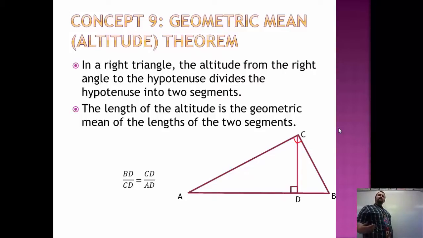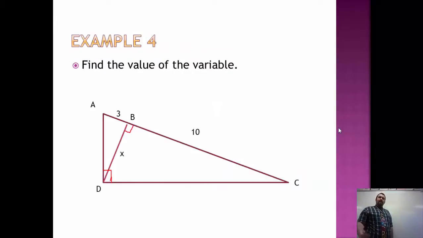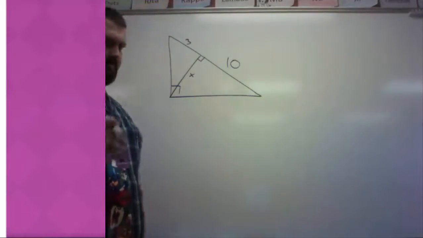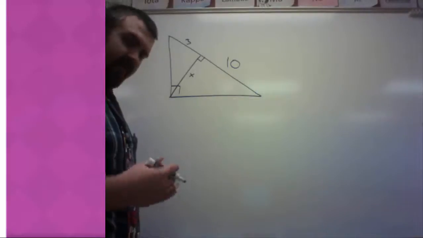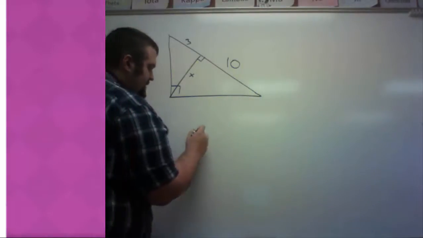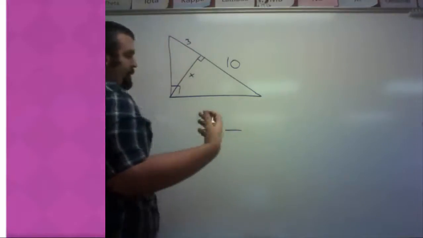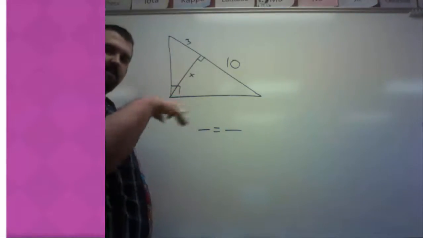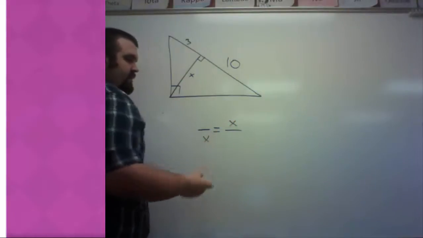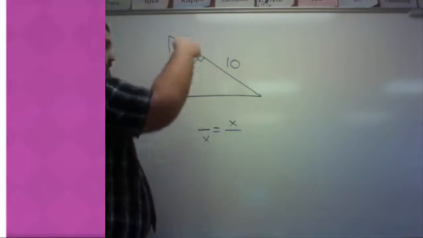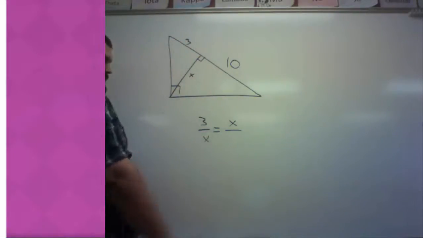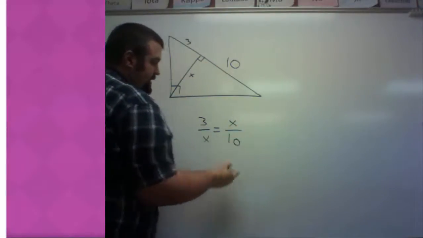What do I mean by that? Well, let's look at an example. Find the value of the variable. Let's draw the picture. Now, I'm not going to put my letters in here. I could, but I'm not going to. I'm looking for x. I see that x is an altitude. Now, the theorem I just got done talking about was the geometric mean altitude theorem, which means I can set up a proportion just by looking at this. X is the altitude, which is the geometric mean of this portion and this portion, which means I put this portion, 3, in one of the 2 spots left open, and 10, the other portion, into the other spot.